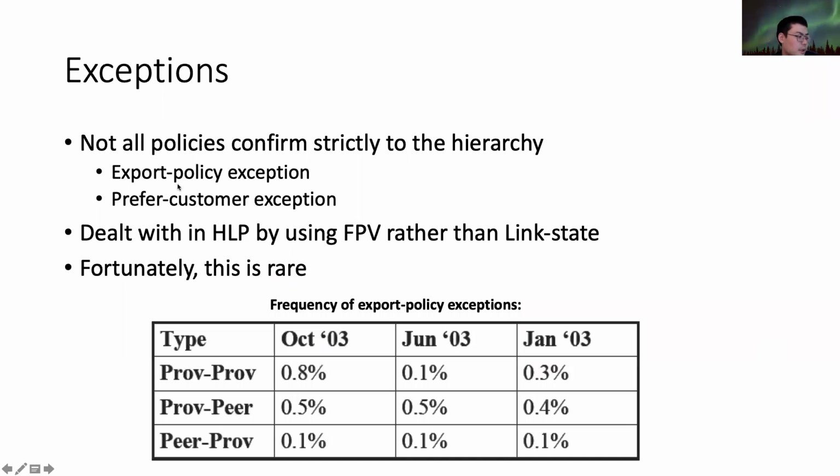In that case, you will put that path into the fragmented path vector. You need to expose G to the path vector. You cannot just hide it like in this case. Fortunately this is very rare. You can see less than even 0.5% in most cases, apparently less than 1%. This is provider link, this is provider peering, this is peer provider. From every category, you can see this export policy exception is very, very limited in 2000. I think this is 2003, very early.